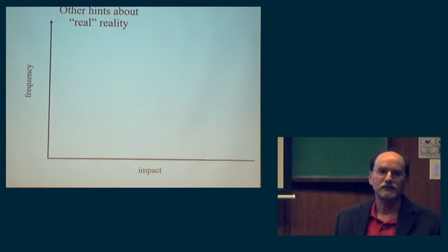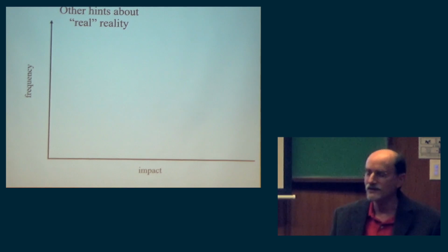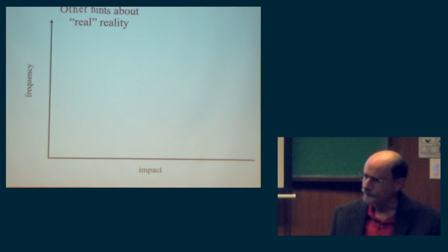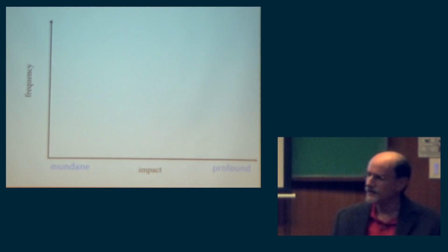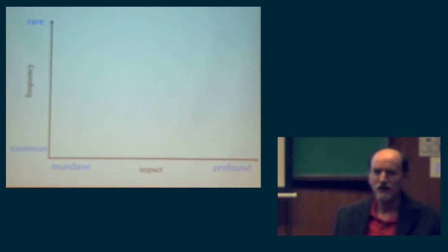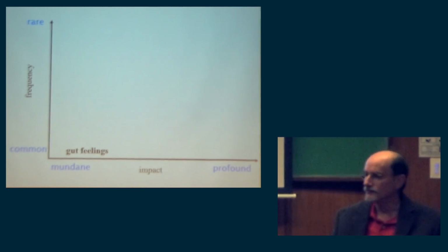There are other hints about what real reality is, and this has to do with human experience. So you see here a chart where on one scale it's the kind of experience, whether it's mundane or profound. On the other scale, whether it's common or rare. So we simply start plotting these things. We have common and mundane gut feelings.